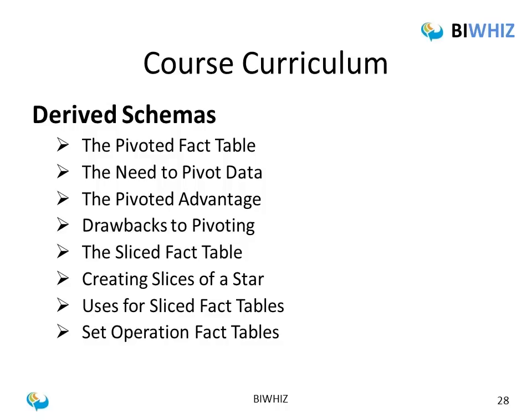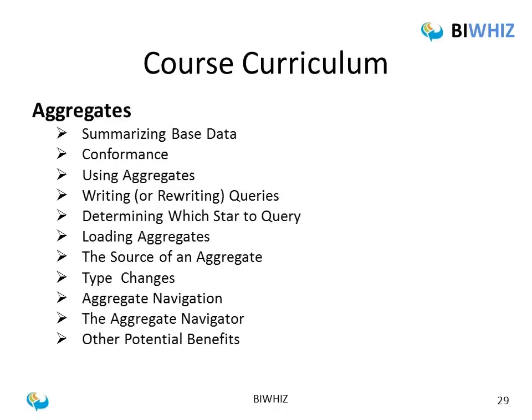Right? So for example, you can see we create pivoted fact tables, we create slice fact tables, right? Why do we create slice fact tables? What is the use of slice fact tables? Another important thing for performance improvement is aggregates. Why do we create aggregates? What do we do when we want to create aggregates, and how do we load aggregates? Based on the requirements, how can we get the aggregated data for different requirements?